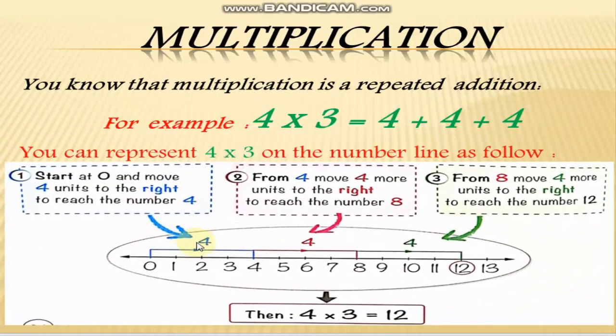For this example, at first, draw the number line. Second step, start at 0 and move 4 units to the right to reach number 4. From number 4, we'll move 4 units to the right till we reach number 8. And from number 8, we'll move 4 units till we reach number 12. Then 4 times 3 equals 12.